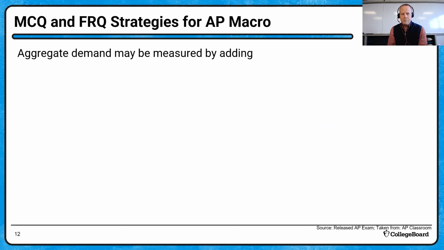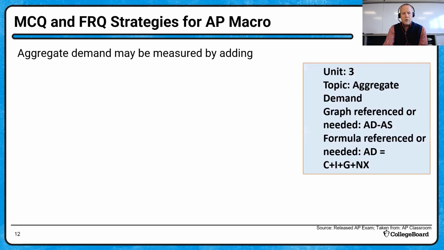All right, next question. Aggregate demand may be measured by adding. Oh boy, when did we do aggregate demand? It seems like we've known it forever. Aggregate demand was a Unit 3 topic. Graph reference needed. Well, I could be thinking in terms of AD-AS. Now this is asking about measurement of aggregate demand, so I'm not really going to use the graph, but again, it doesn't hurt to put yourself there again. Put yourself where you learned it, put yourself in the context of aggregate demand. So it's the AD-AS model.